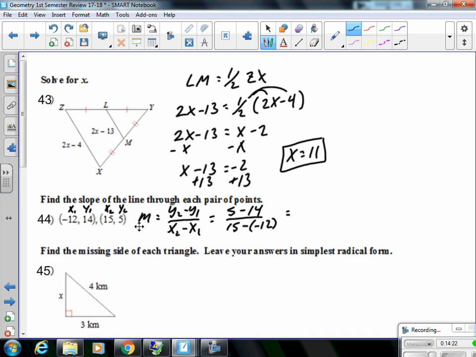So 5 minus 14, -9. 15 minus -12 is going to become a positive since it's double negative. So 15 plus 12, 27. And 9 over 27 would reduce to 1/3, so -1/3 would be our slope there.